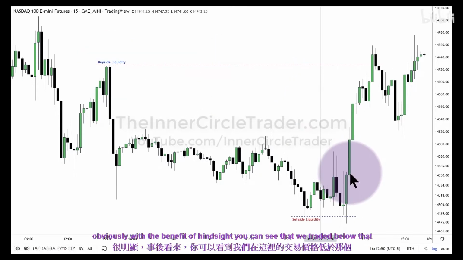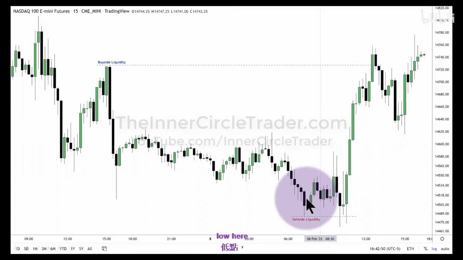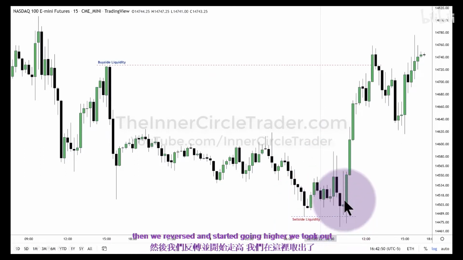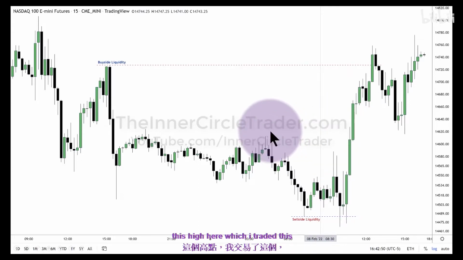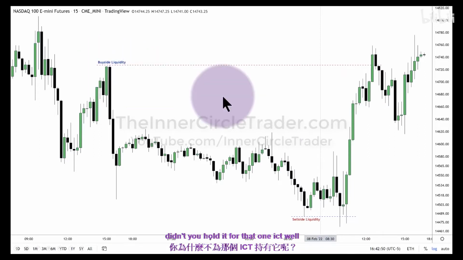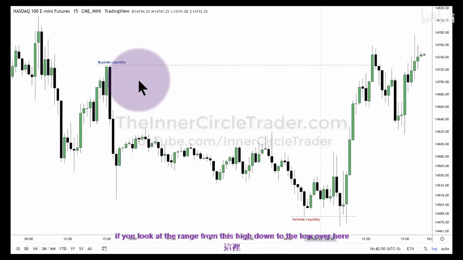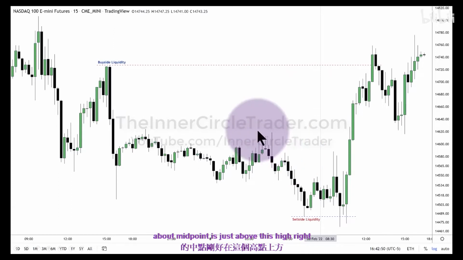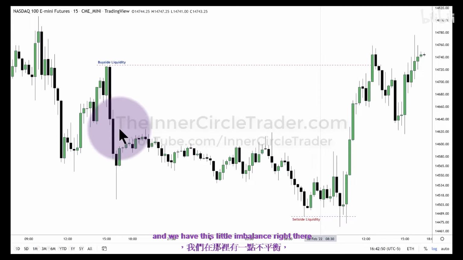So obviously with the benefit of hindsight, you can see that we traded below that low here. Then we reversed and started going higher. We took out this high here, which I traded. I did not hold for this. Now, the question is, why didn't you hold it for that one, ICT? Well, if you look at the range from this high down to the low over here, about midpoint is just above this high, and we have this little imbalance right there.